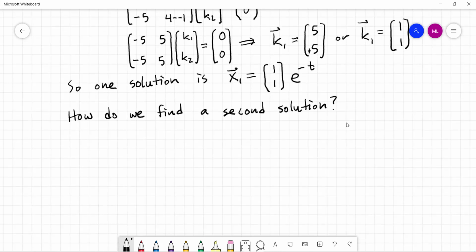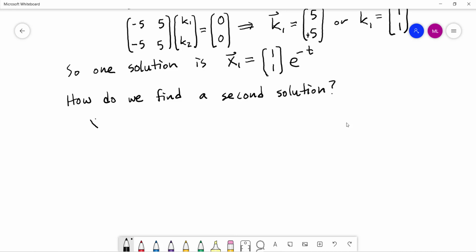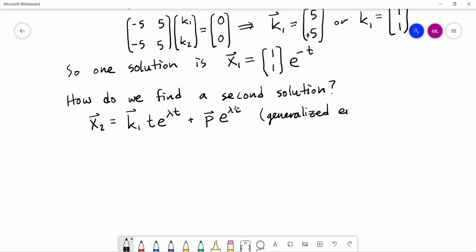It turns out that x2 will take the form of the following. So our second solution is going to look like the original eigenvector, k1, times t e to the lambda t, plus some other vector, and I'll just call this other vector p. I think that's what our book uses, times e to the lambda t without an extra factor of t. We call this a generalized eigenvector. So this is the generalized eigenvector, this extra term that we have to add on.